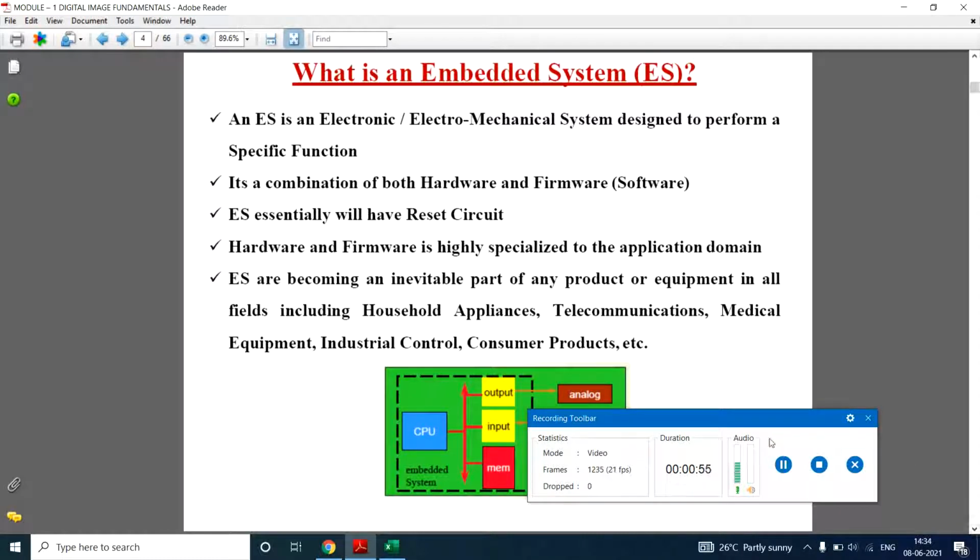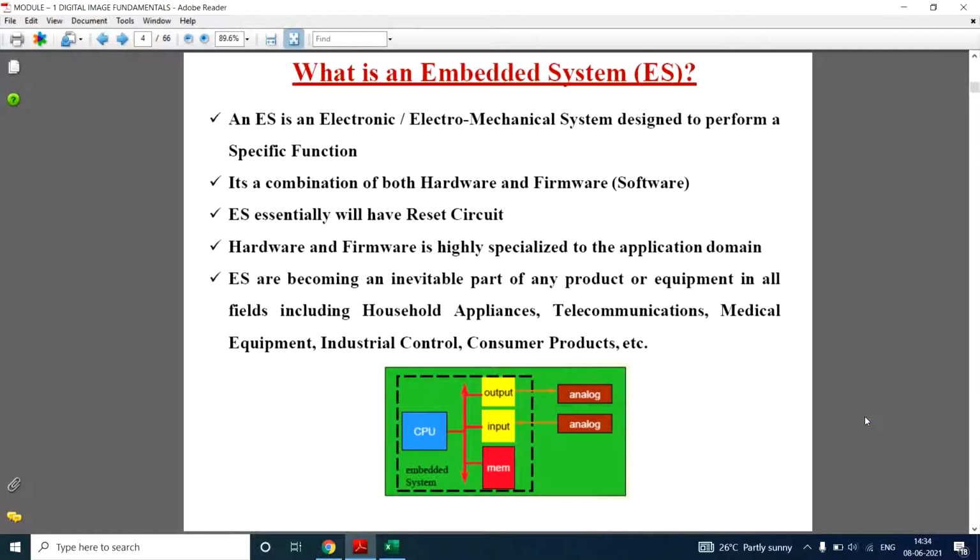So basically, whenever we start, we should understand what we mean by an embedded system. So what is an embedded system? An embedded system is an electronic or electromechanical system designed to perform a specific function. So basically, embedded systems are meant for specific functions.